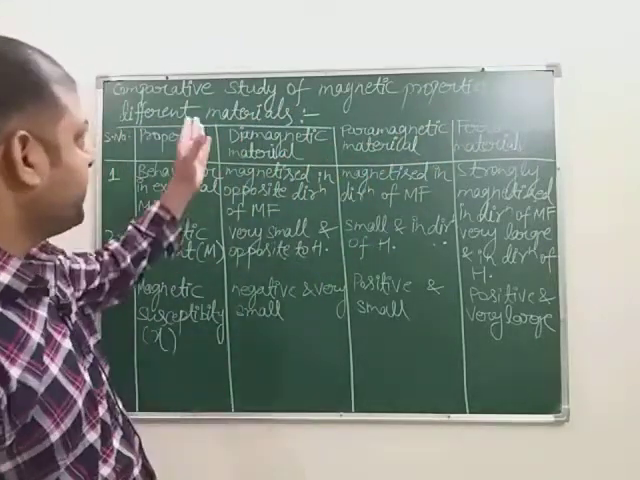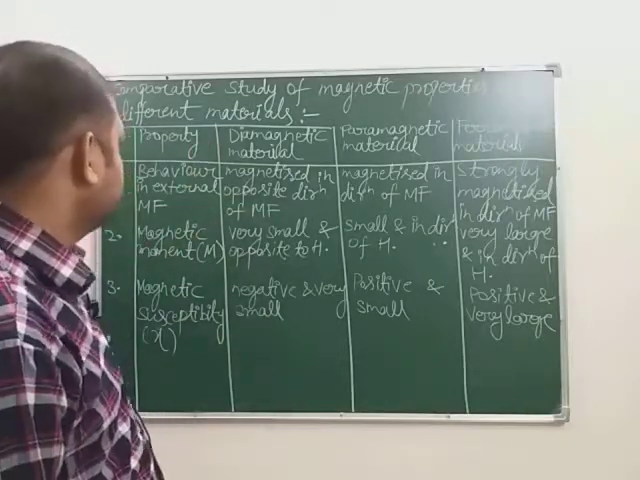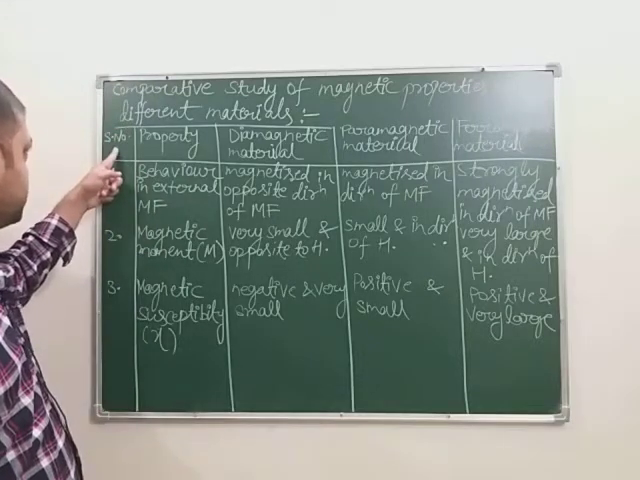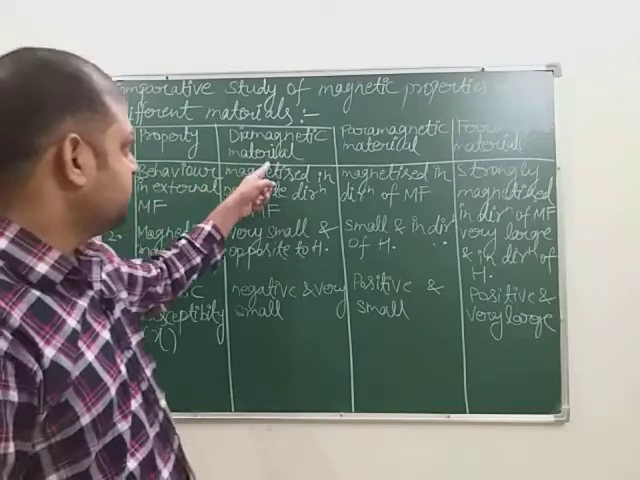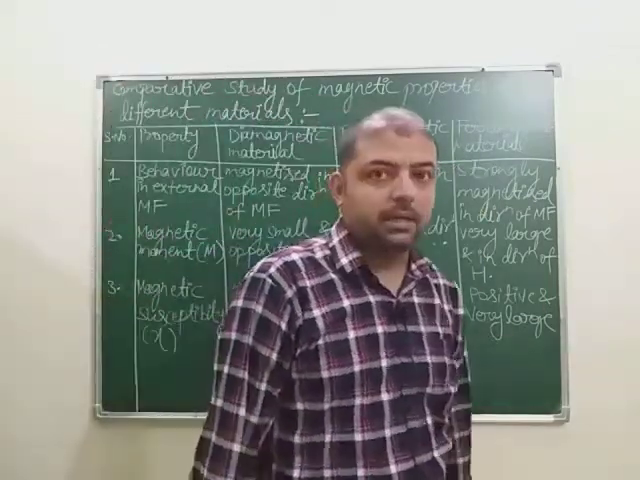We will have a comparative study of magnetic materials one by one. So write down, first of all, make a table: first serial number, then property, then diamagnetic material, paramagnetic material and ferromagnetic material.